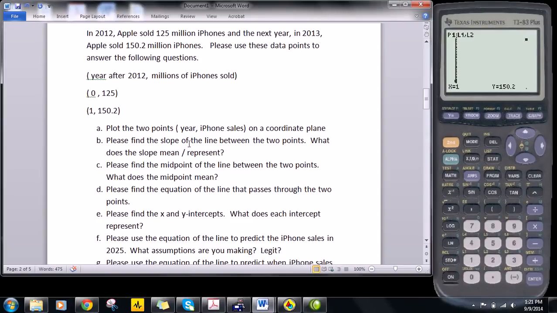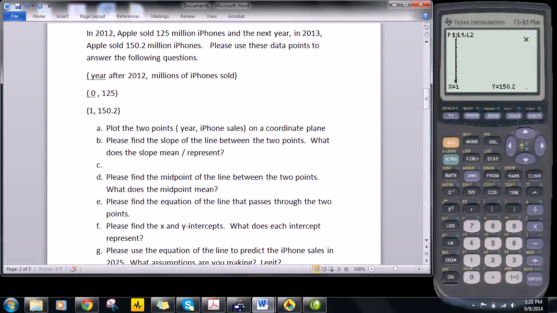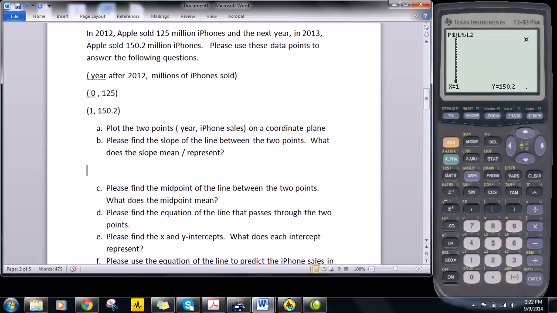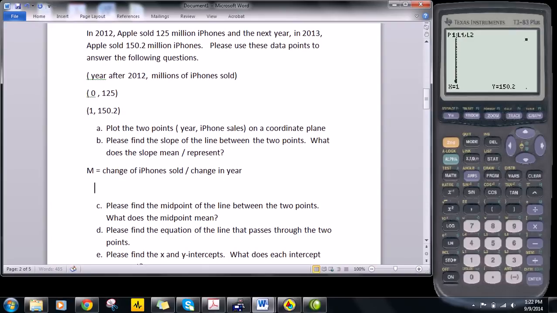Now what I want to do is find the slope of the line between those 2 points. And remember, slope is rise over run. Slope, m, is going to be change of y. Now my y is millions of iPhones sold. So it's change of iPhones sold in millions per change in x. And my x in this case is year. Per change in year. Right? So what I want to establish is, how can I quantify those values, right?